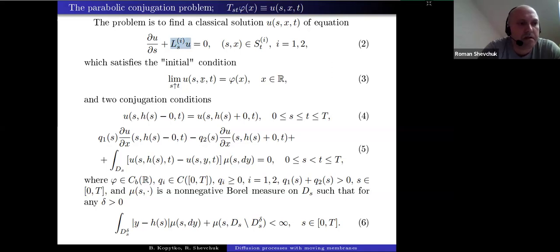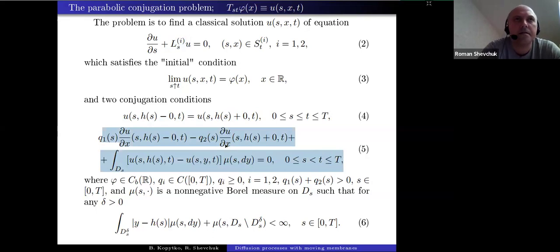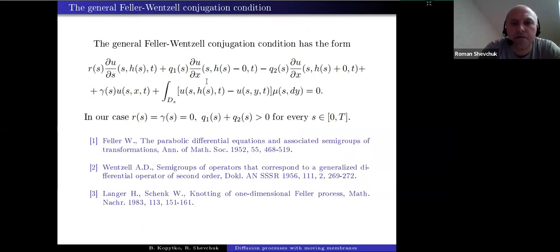Condition 4 reflects the Feller property of the process, and condition 5 is a kind of generalized Feller-Wentzell conjugation condition. The general Feller-Wentzell conjugation condition has the form, here it is. It has two more terms, the term with the unknown function and its derivative with respect to the time variable. In our case, the function r and the function gamma equal 0 for all s, and q1(s) plus q2(s) is positive for every s.